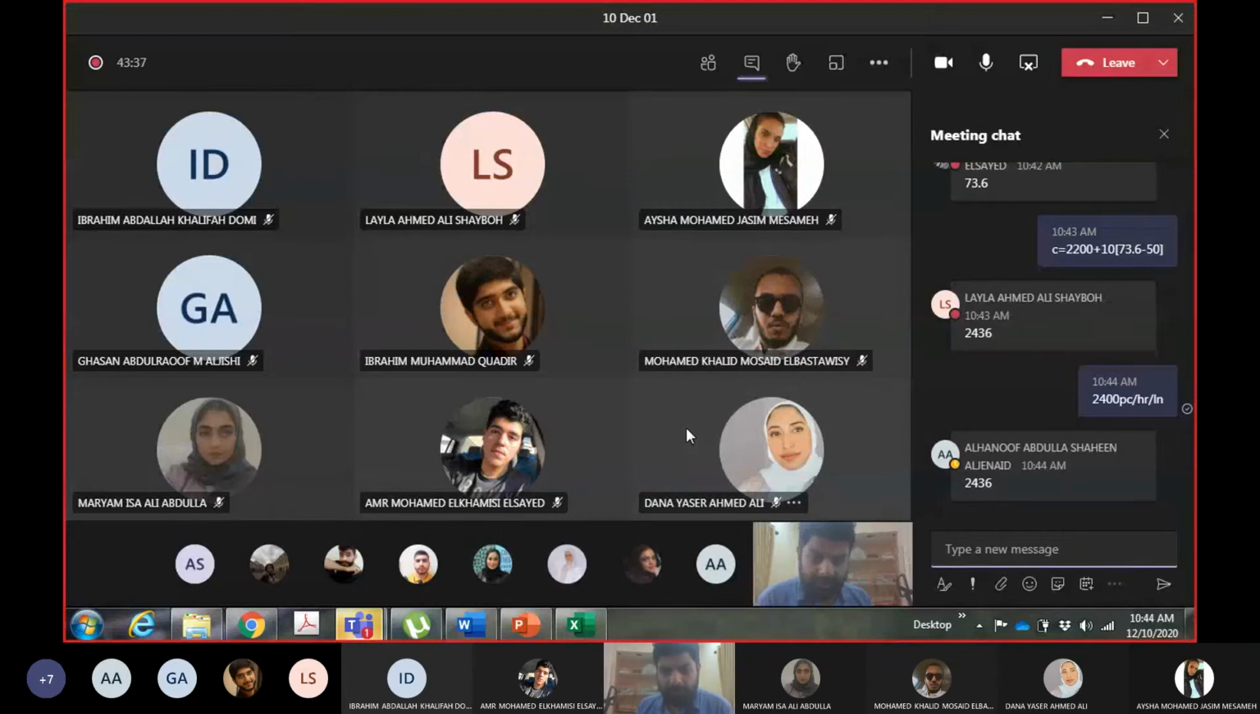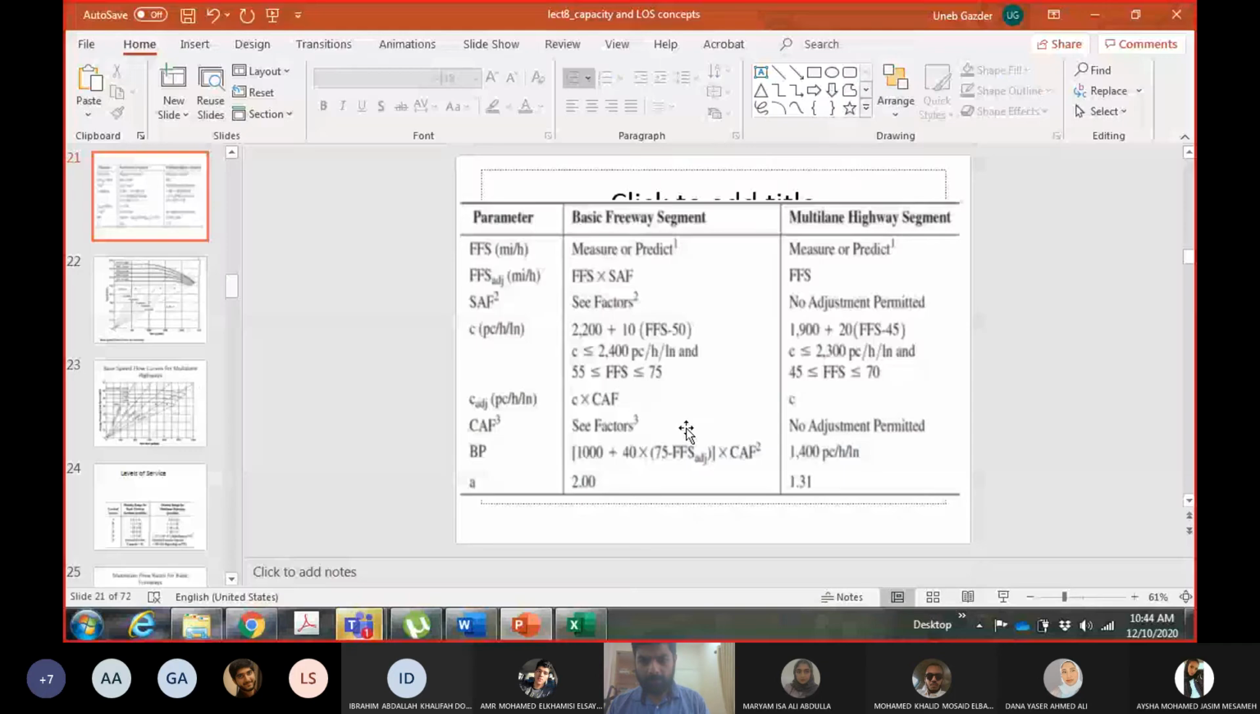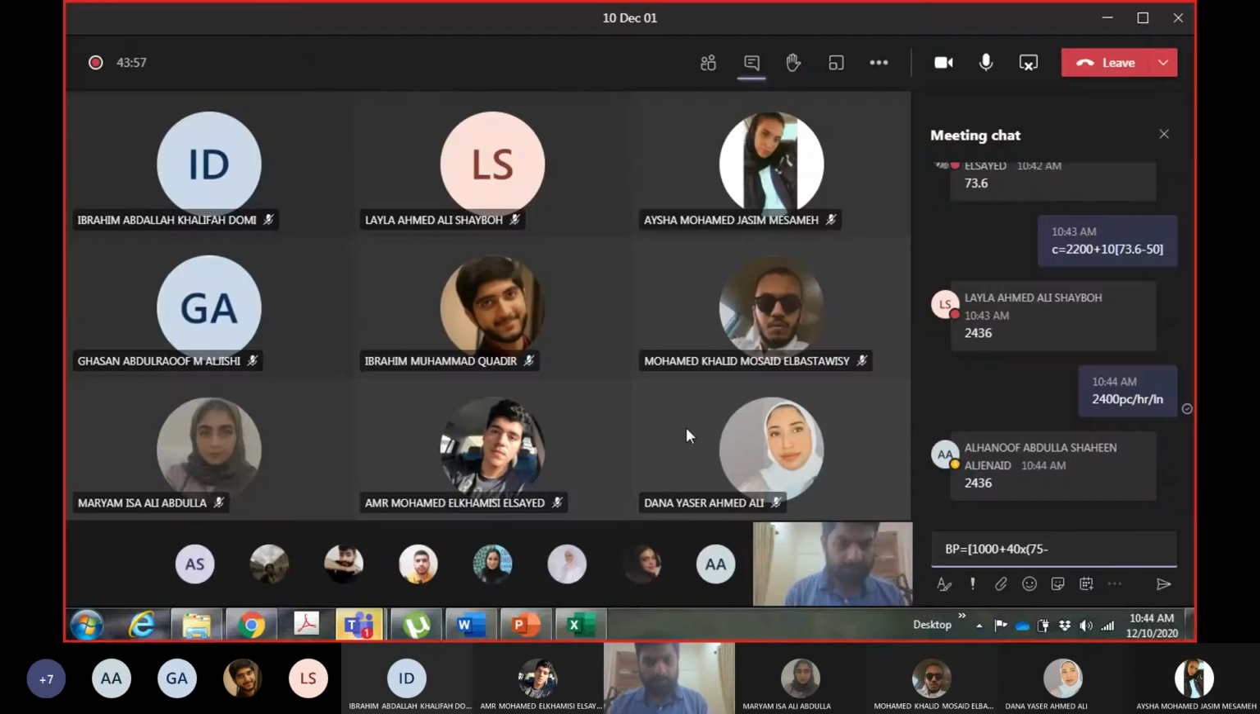Capacity is 2400. Then the breakpoint. The breakpoint is 1000 plus 40 times (75 minus FFS adjusted), where FFS adjusted is 73.6.